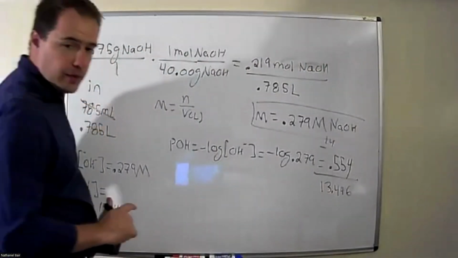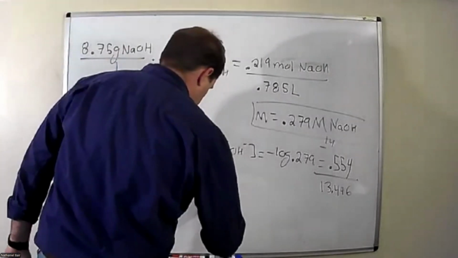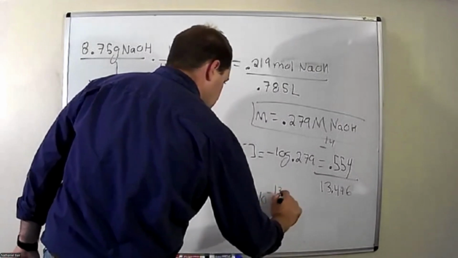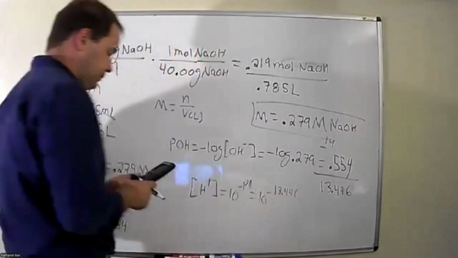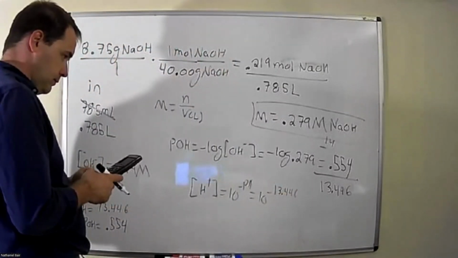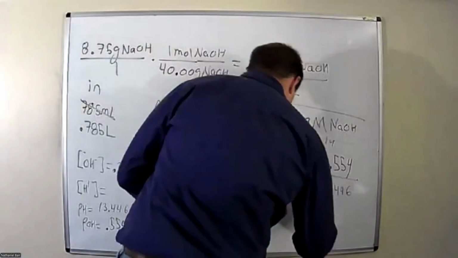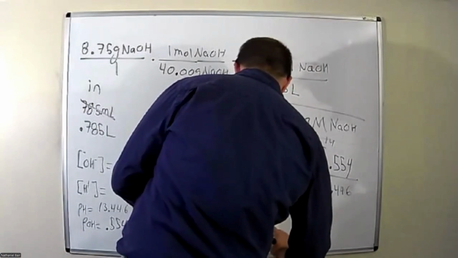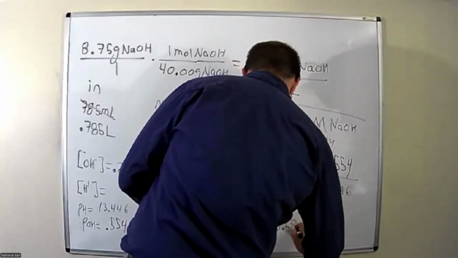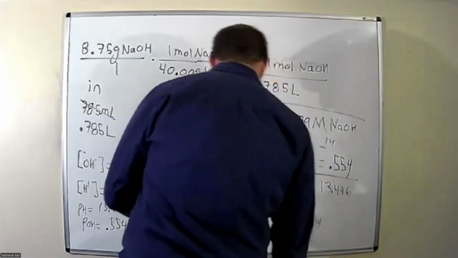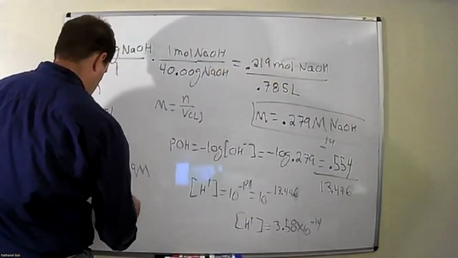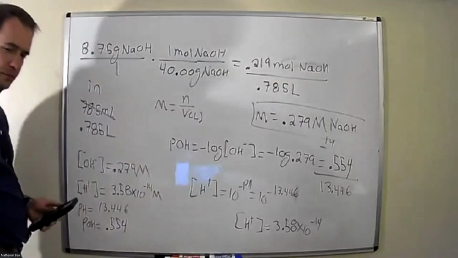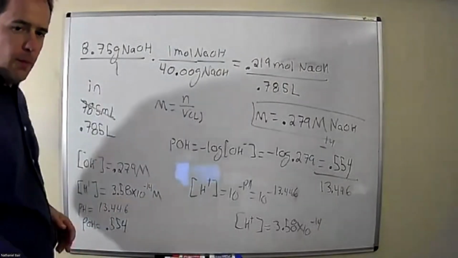Then I can undo that pH, right? The hydronium ion concentration is equal to 10 to the negative pH. So 10 to the negative 13.446. That's going to be a hydronium ion concentration of 3.58 times 10 to the negative 14th molar. Those are your four values, right?